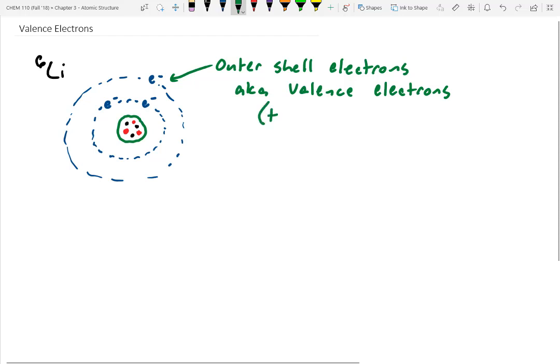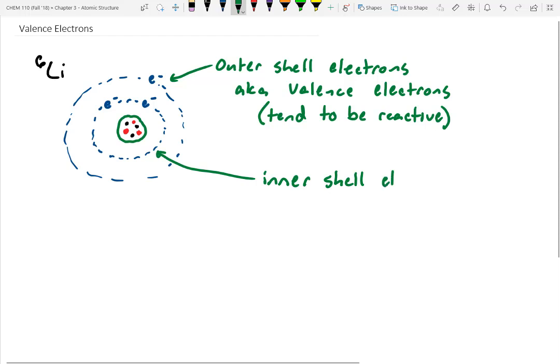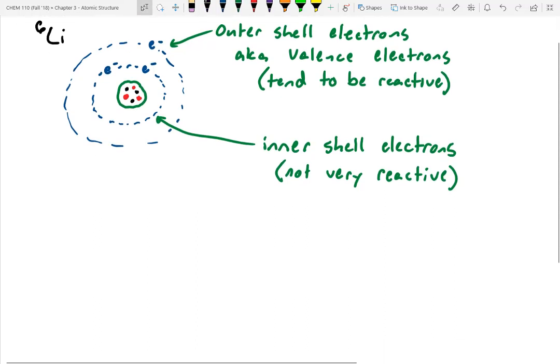These tend to be reactive. The two that are closer to the nucleus are called inner shell electrons. And they are not very reactive. All right, so when we think about a chemical reaction, typically it's involving the valence electrons, not anything else. It does get a little bit confusing, so I want to explain what's going on.